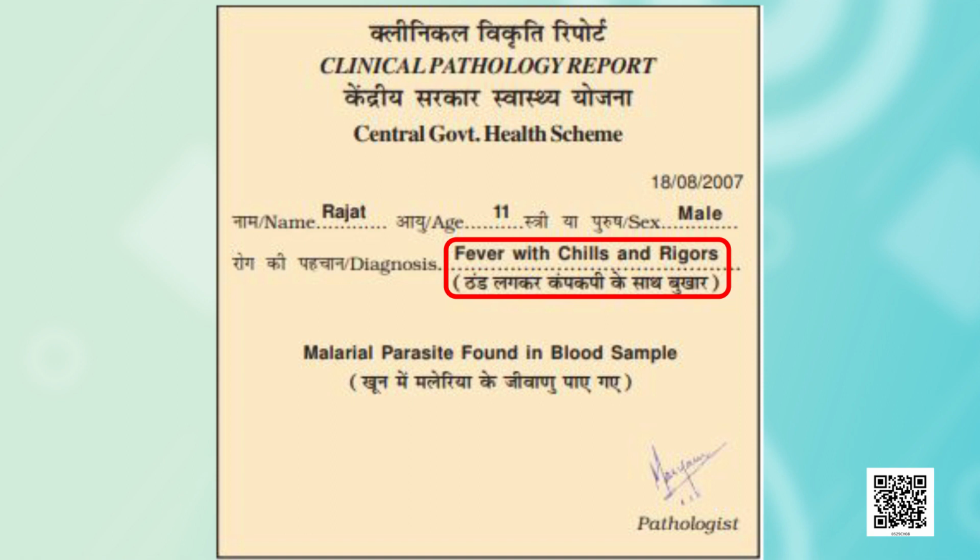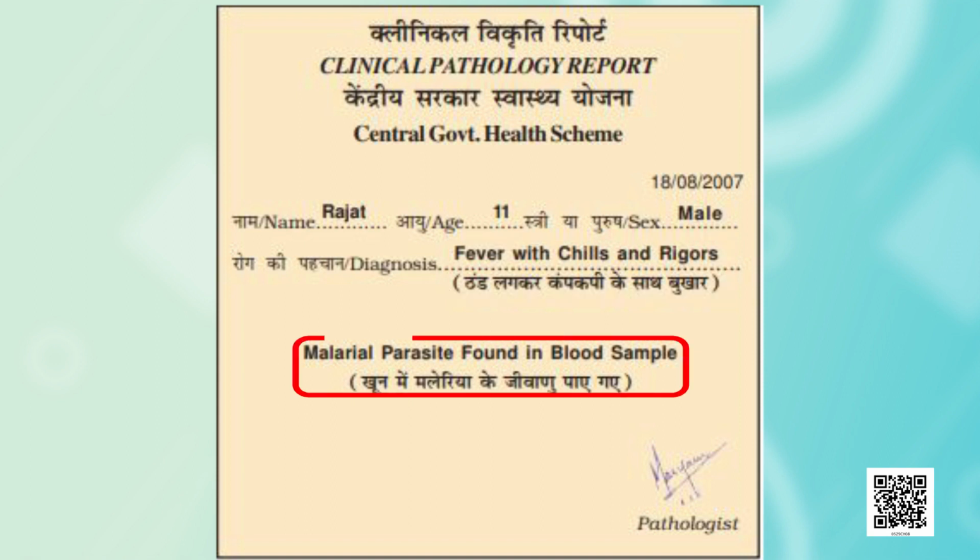Now we have read this clinical report. So, which words in the report help us to know that the person has malaria? Yes, here the result has been clearly written. Malarial parasite found in blood sample. This means the person has malaria. And also look at the symptoms. This is one of the symptoms of malaria. Fever with chills and rigors. So dear children, this is how the report clarifies that the person has malaria.